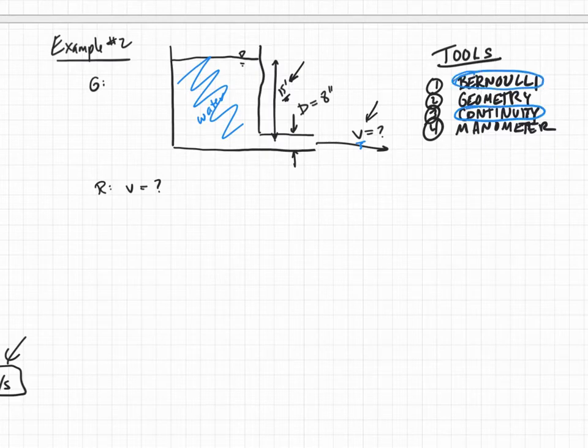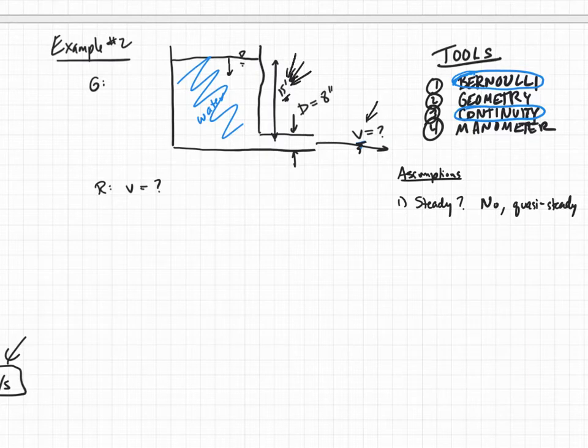Now, my assumption again is that using Bernoulli as the master equation is going to be a good one. We can go ahead and test that. Let's just see if we can use Bernoulli first of all. Again, we want to think about our assumptions. One, is this steady? In this case, the answer is no. As this thing drains, obviously, the velocity over here is going to change. However, we're going to assume it's quasi-steady, meaning that it's going to remain at 15 feet more or less for long enough that we can consider it to be steady.